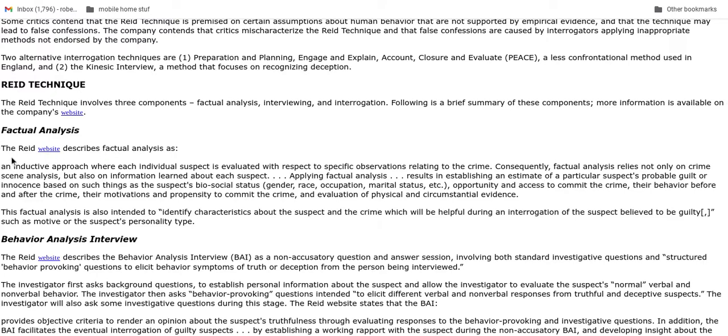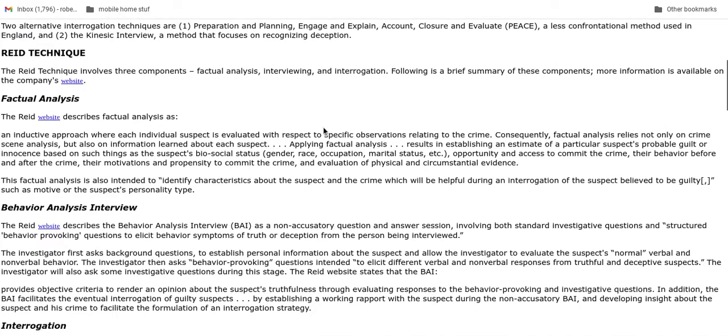Okay. But what's really important is a certain part. I'm going to go ahead and let you guys read. But this right here is based on such things as the particular suspect's probable guilt or innocence, on gender, race, occupation, marital status, opportunity, stuff like that. But this right here is really concerning because we're not supposed to base it on that, and so that is a very troublesome thing.